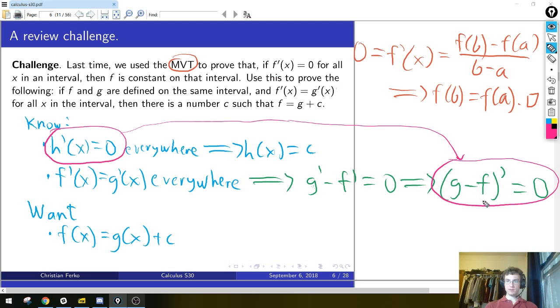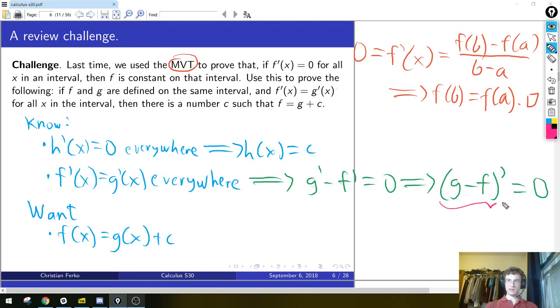Do you agree with this manipulation? Yes. Okay. All right, so then it's a pretty direct application of the above theorem, because since this function has 0 derivative everywhere, we know it must be a constant. So g minus f is some constant c, which is the opposite of the constant the way that we want it, but this means that f is g minus c. So just change the definition of c to match this one.